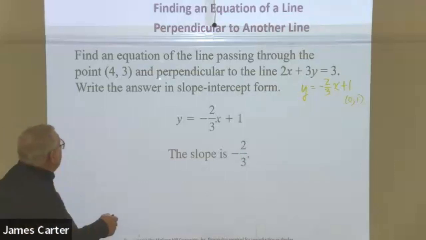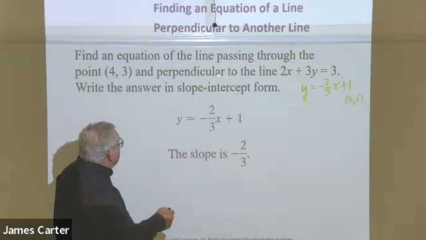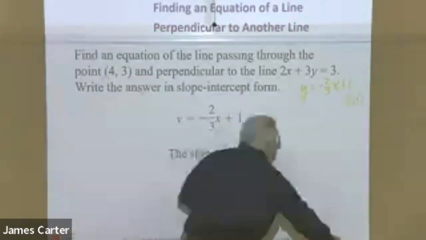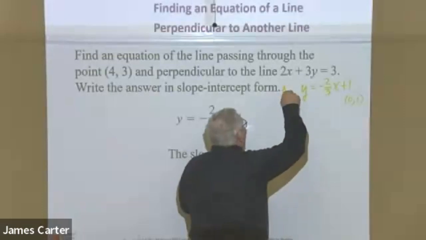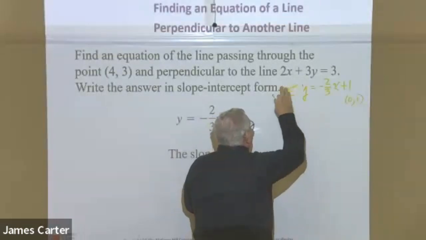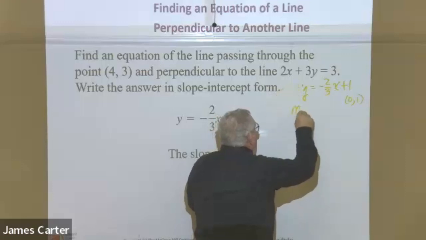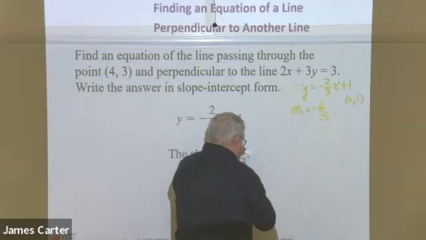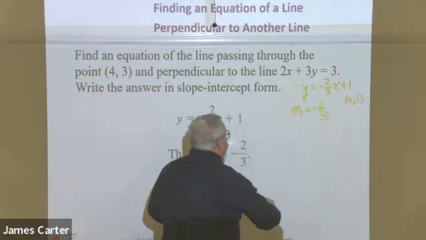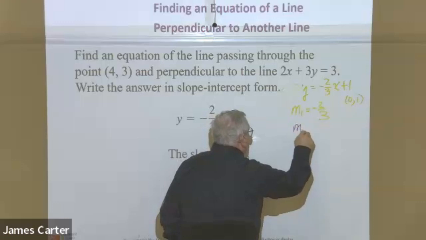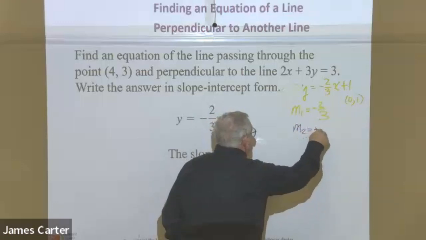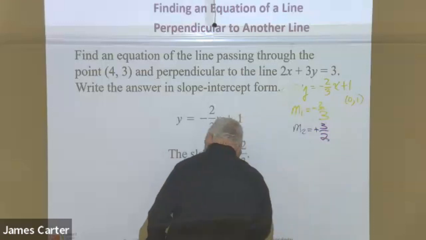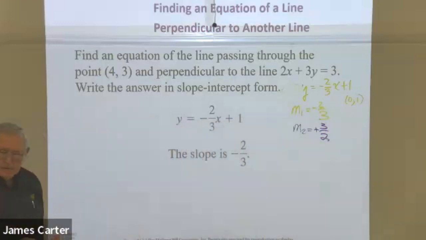But the instructions say find the line that's perpendicular. So if the slope m1 is negative 2 thirds, then the slope of the second line has to be positive 3 over 2. Okay.